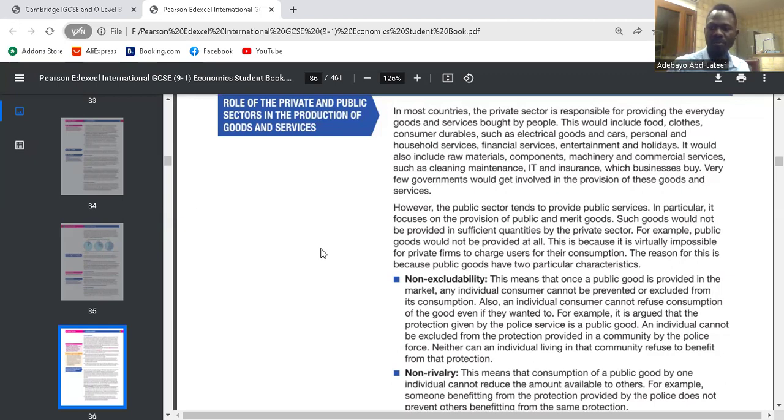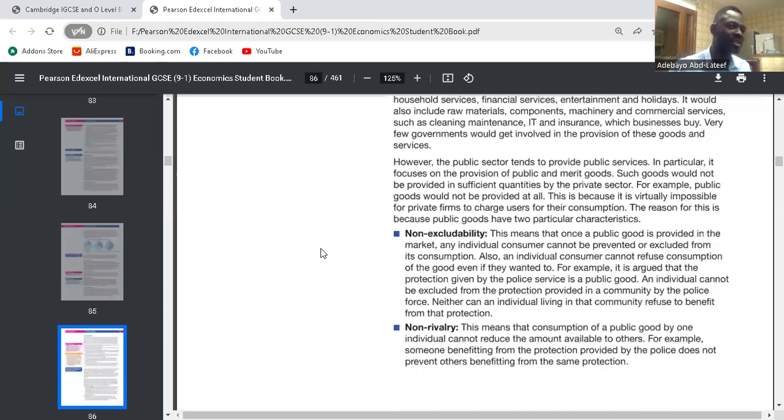Yeah. So, okay. The note here is just about non-excludability and non-rivalry, which explains the characteristic of a public good. So it is non-excludable.